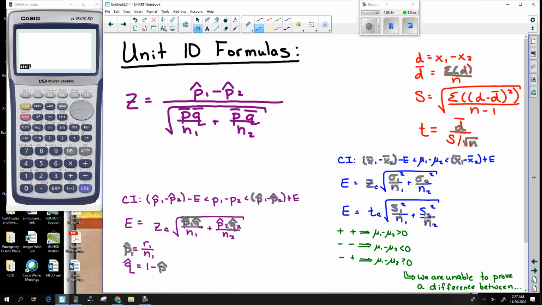Here you need to know what a p bar is, and that's going to be r1 plus r2 divided by n1 plus n2, and then obviously q bar is 1 minus p bar. And again, that will get you a z, and when you look that up for the p-value, obviously look that up as a negative.